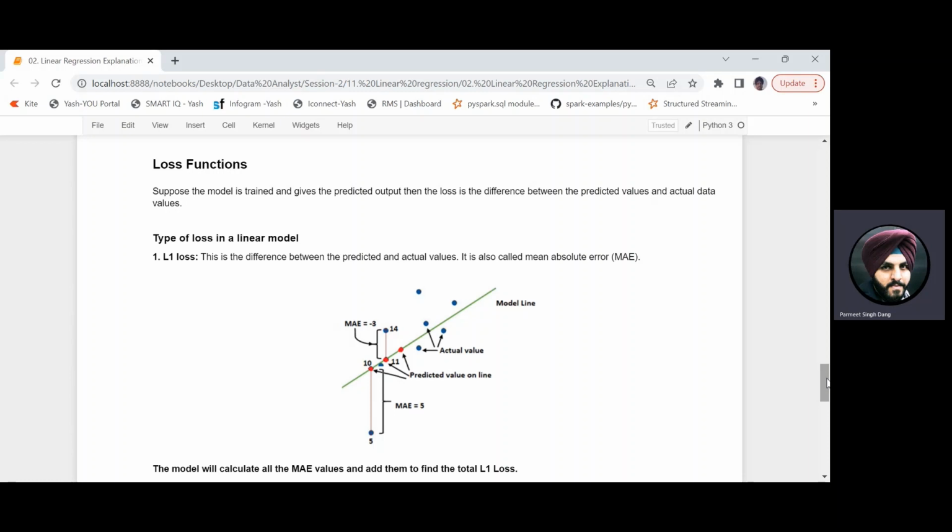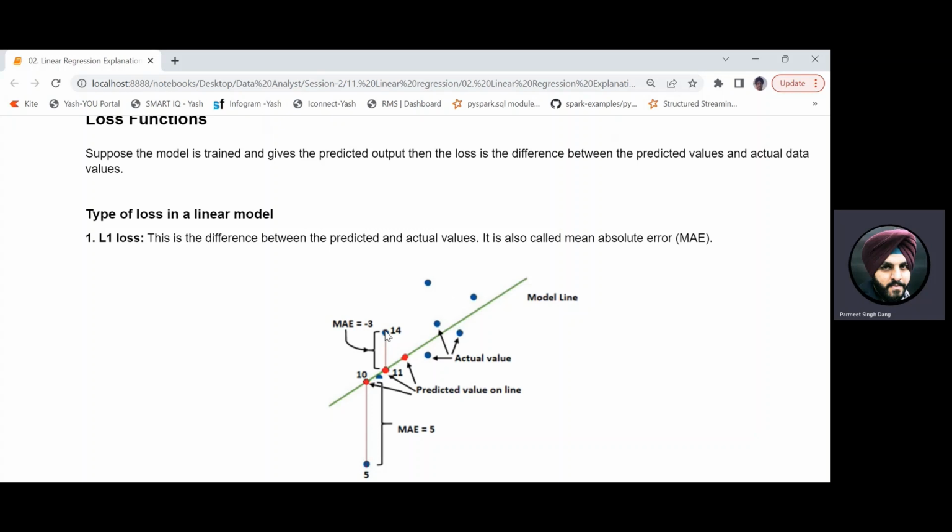In a linear regression model, there are two types of losses. One is L1 loss and another is L2 loss. What is L1 loss? Let us assume that this is a scatter plot and this green line is the predicted line that our machine learning model predicted. Now, if you see this dot 14, this 14 is the actual value. When I draw a perpendicular line to this green line, you would see a red dot appearing. So I got this point as 11. The actual value was 14, but our model predicted 11.